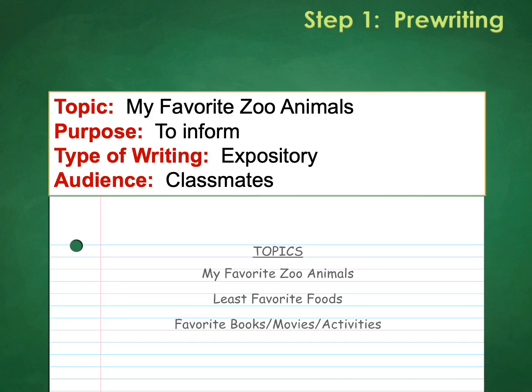As you can see, the student brainstormed topics before determining the one they wanted to write about. Then, at the top of the page, they listed the topic they chose. Afterwards, they wrote down the purpose for their writing and the type of writing selected. In this example, the student is writing to their classmates. Their topic is My Favorite Zoo Animals. Their purpose for writing is to inform, which means the type of writing is expository.